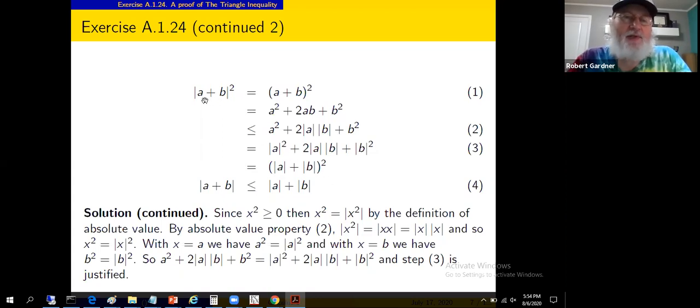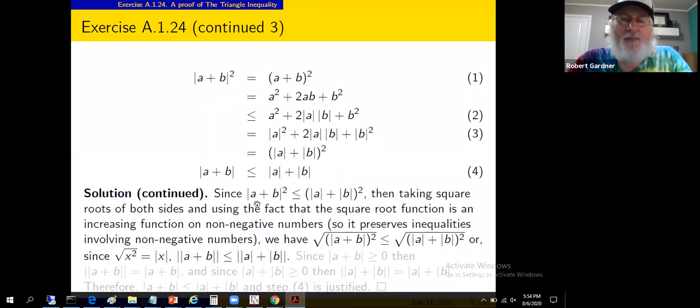Notice what we've established. This thing squared is less than or equal to this thing squared. We need to get rid of the squares. We'll take square roots. So what we have established before we look at step 4 is the absolute value of A plus B squared is less than or equal to the absolute value of A plus the absolute value of B squared. This is less than or equal to that. So we'll take square roots of both sides.